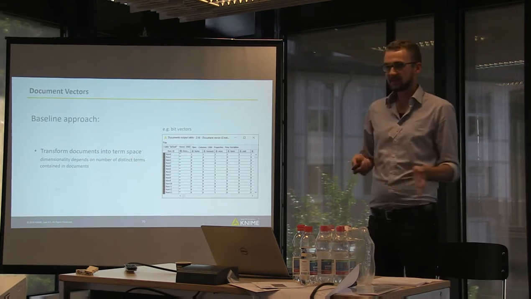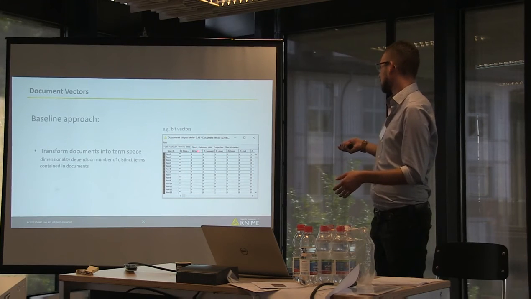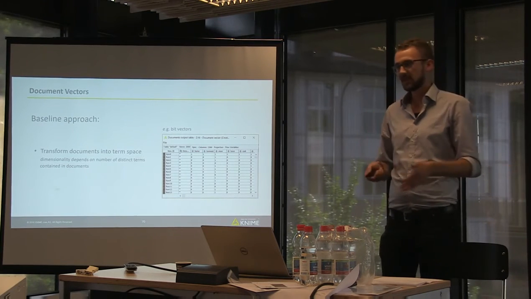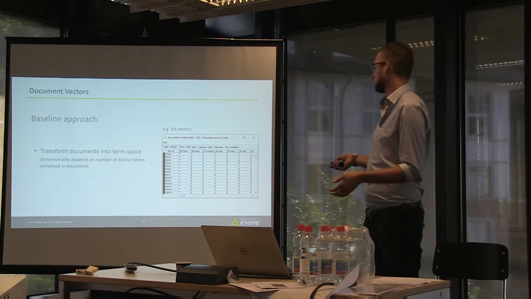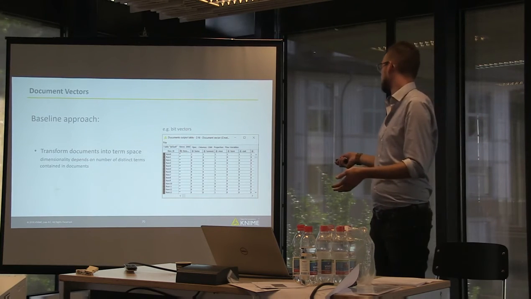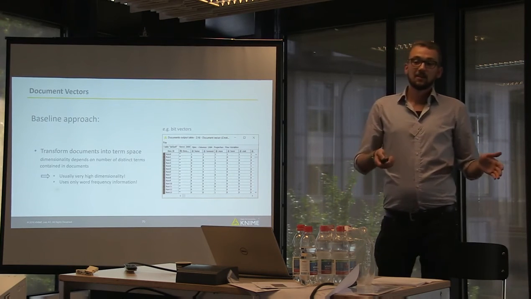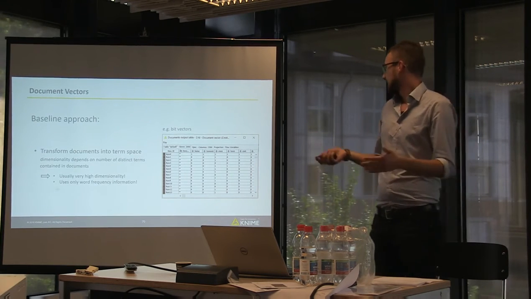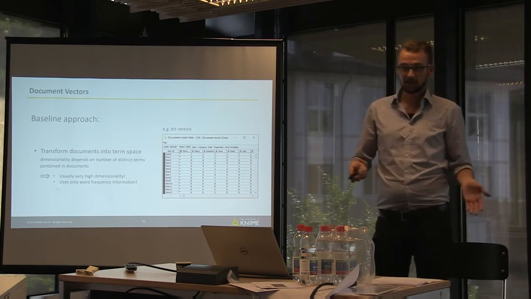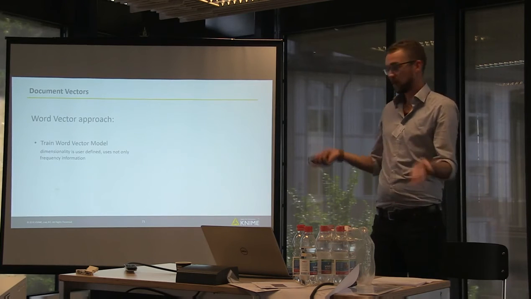In this representation, each index of your vector would correspond to a single word contained in your corpus, and you would just flip it to 1 if that word is contained in your document. So you can create a representation of your document. But using this approach, your dimensionality can get very high depending on the size of your corpus, and it only uses word frequency information. Compared to that, with the word vector approach, we would just train a word vector model.